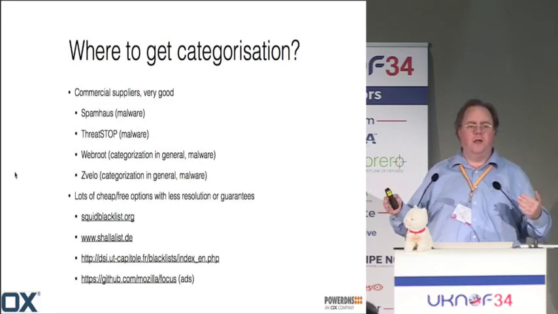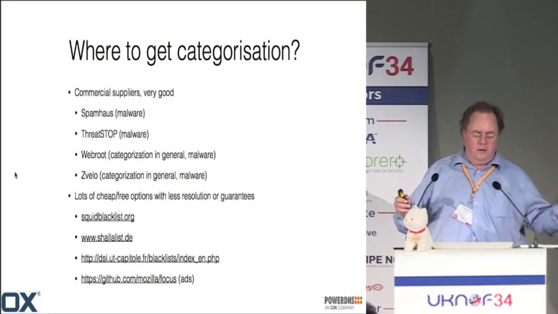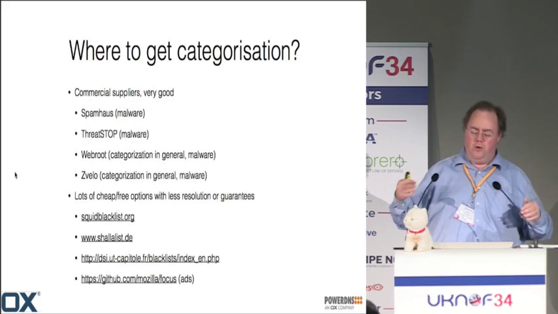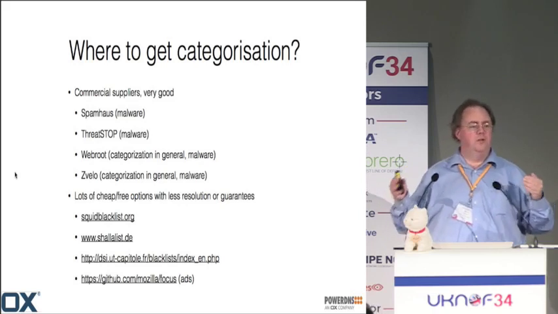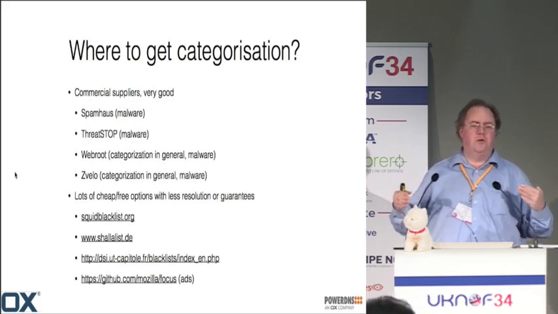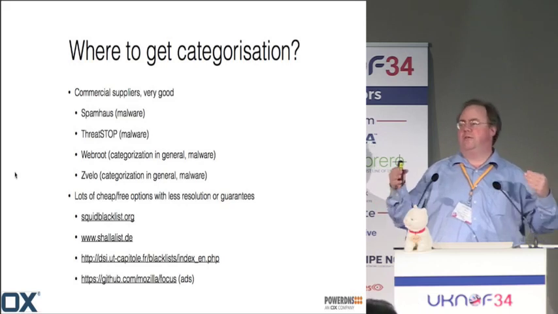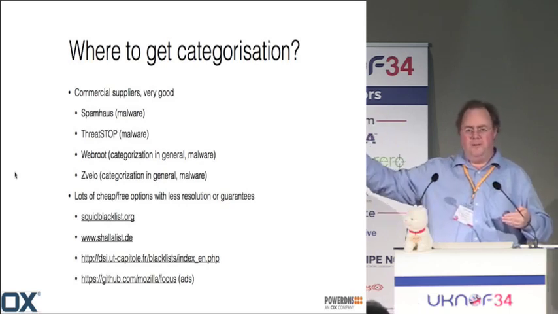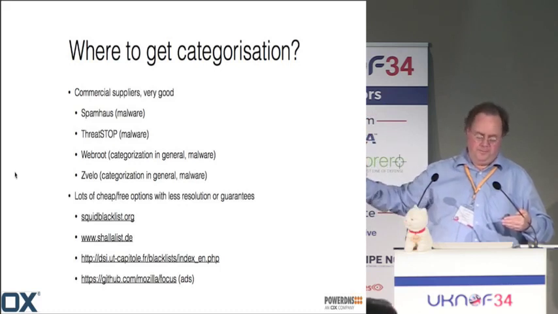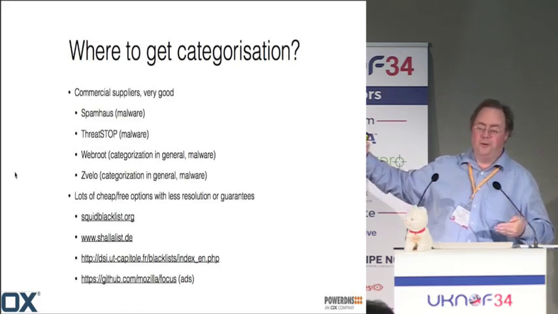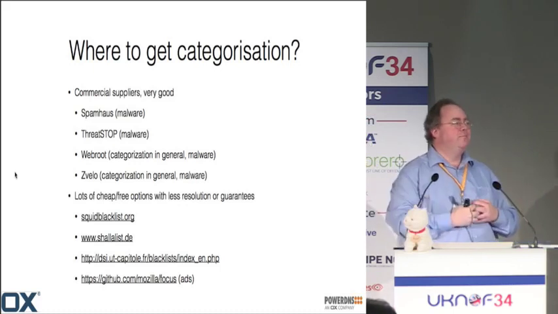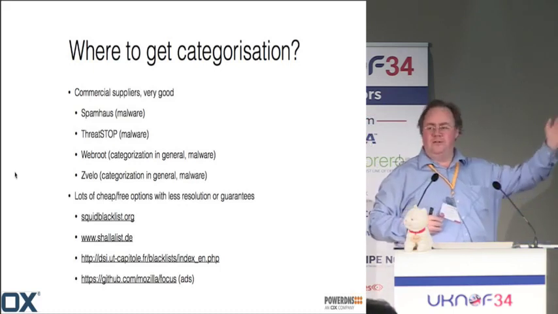So there are whole dedicated companies like Spamhaus and ThreatStop that do this kind of work exclusively for malware. And then there are companies like Webroot and Zvelo that actually categorize each URL into, I think, 89 categories. So it doesn't just say this is porn, it has subcategories. This is also a job. Someone has to do it. These people are very dedicated, and these are the top providers.